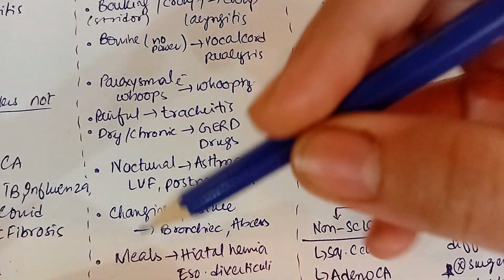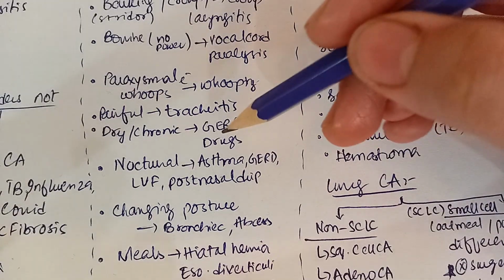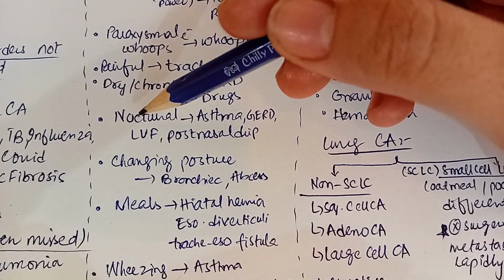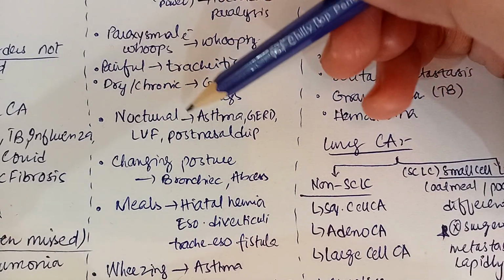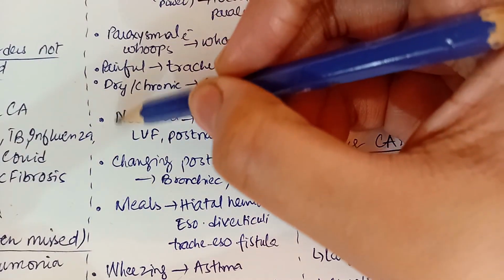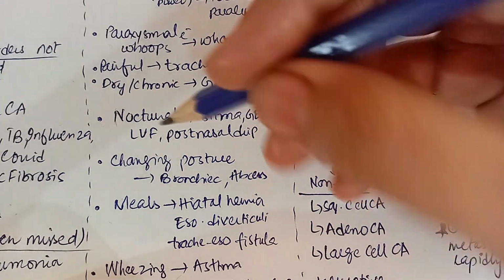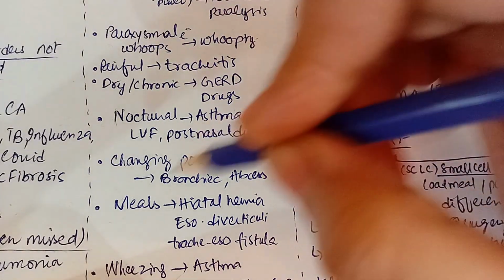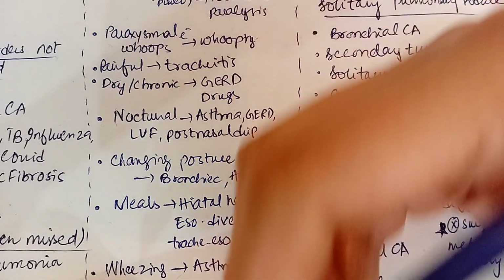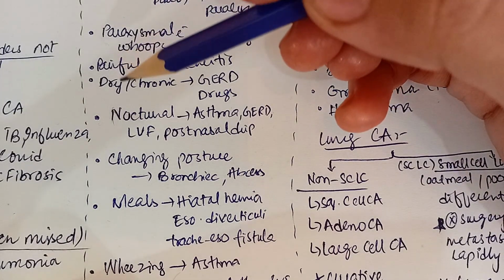Dry and chronic cough is commonly associated with GERD, gastroesophageal reflux disease, and drugs. If the patient is complaining of nocturnal cough, it can be due to asthma and other night symptoms. The patient can have asthma, gastroesophageal reflux disease, or left ventricular failure. Why in left ventricular failure? Because if the patient is lying down and has pulmonary edema, on lying down he will complain of shortness of breath, which is called orthopnea.